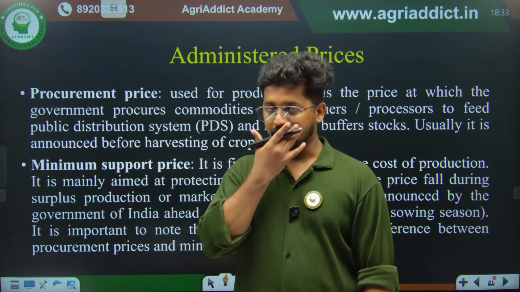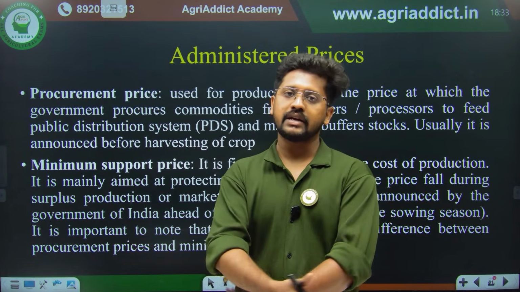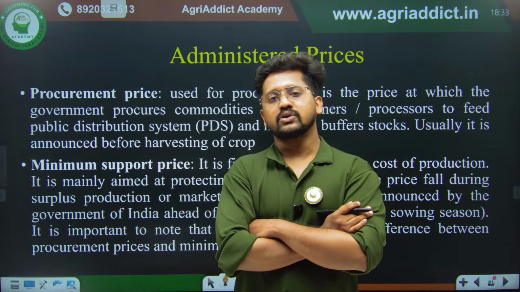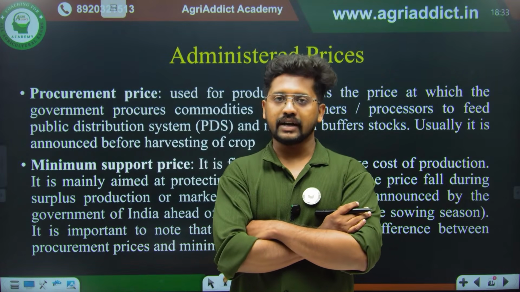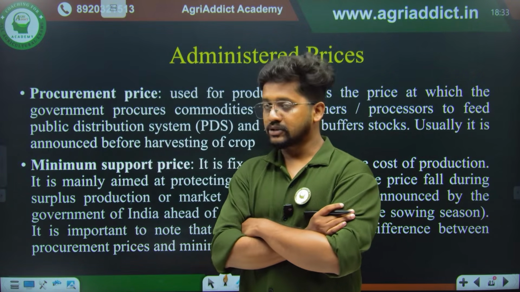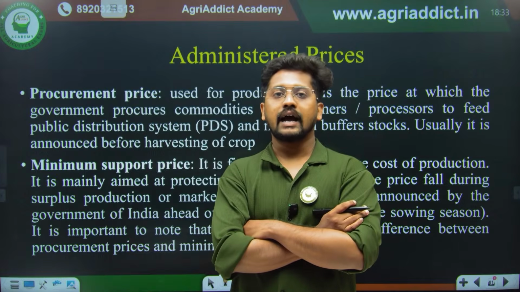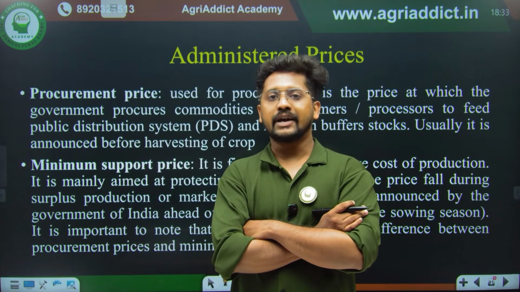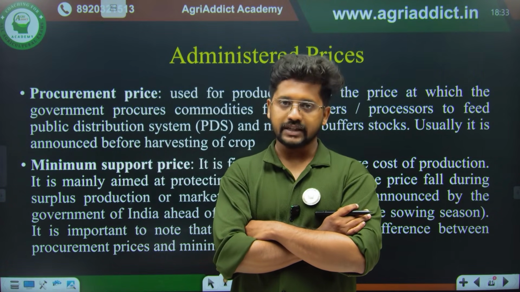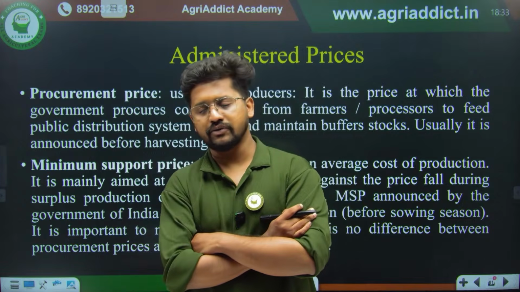Second one is minimum support price. You would already know who is recommending it and who is announcing it, right? The CACP, Commission for Agricultural Costs and Prices, is recommending the minimum support price, and the Government of India will be announcing the minimum support price for the scheduled commodities. As of now, it is given for 25 commodities.